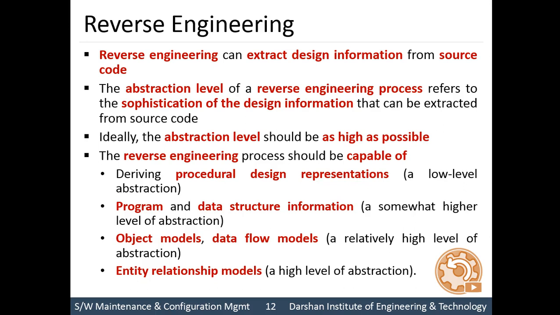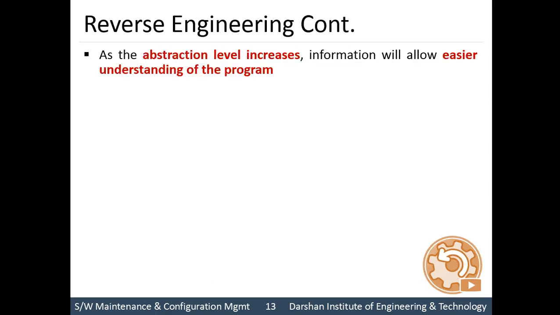And finally, entity relationship models are going to be developed. So we can say, by studying the code, the procedural design, data structure design, object model design, data flow model, and entity relationship model are going to be derived. So this is the first step: by studying this code, we are going to extract this design information. So this is the designing part. And from the designing part, we are going to get the requirements of the software.